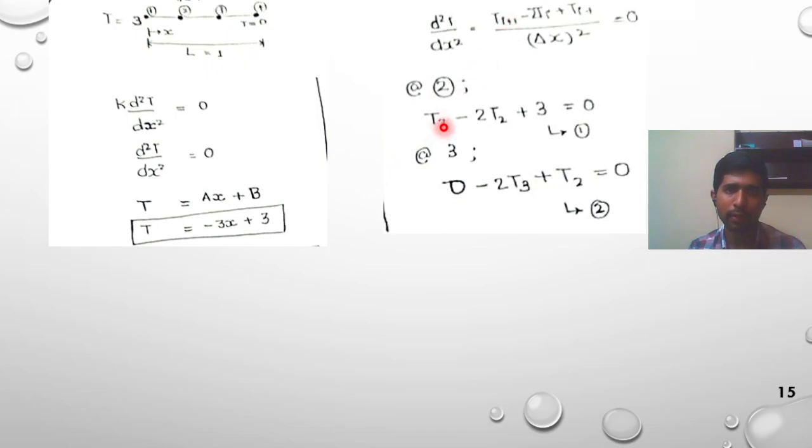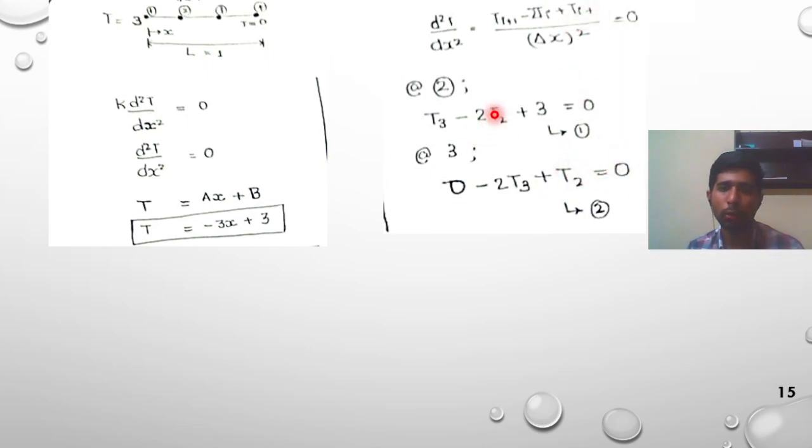I plus 1 will be 3, I will be 2, and plus Ti-1. At grid point 2, it will be T1, but T1 I already know is 3, so equal to 0. This is the first equation. And the second equation for grid point number 3: Ti+1 will be T4, but T4 I know is already 0. So 0 minus 2T3, since I is 3, plus T2, that is I minus 1, is equal to 0.